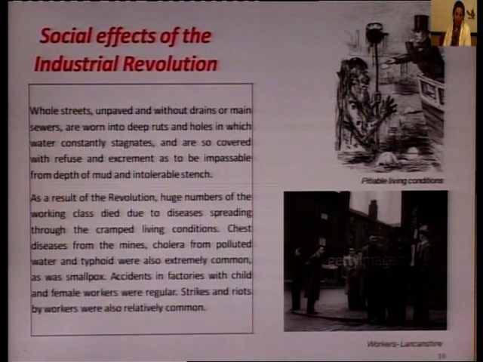So while there was, in a way, a pull factor of the city to bring in people because they had better work opportunities, they had very pitiable living conditions. So disease was equally spreading. Chest diseases from mines, cholera from polluted water, and typhoid were extremely common, as was smallpox. Accidents in factories with child and female workers were regular. And what was the consequence? There was an outbreak of strikes and riots by workers, which was relatively common. So worker unions also came up along with this.